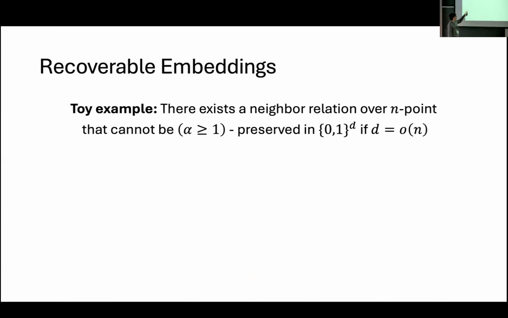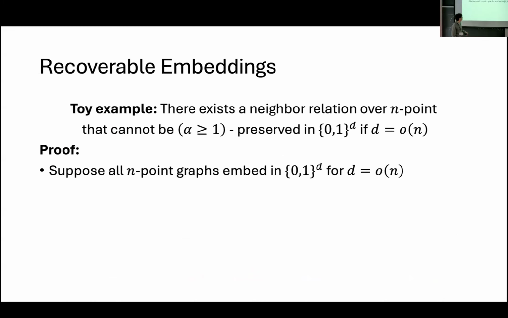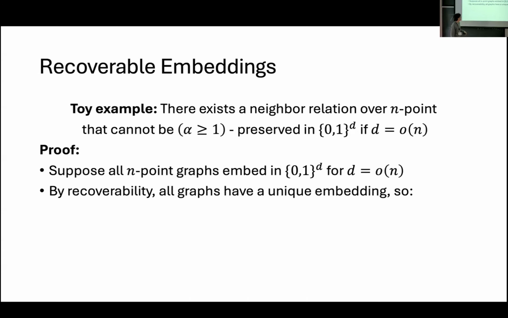Basically, I'm going to show that there exists at least one neighbor relation over n points, which cannot be alpha greater than 1 preserved, or recoverably preserved, in {0,1}^d, for d being little o of n. And so the proof goes like this. For a contradiction, suppose that we can actually embed all our graphs in {0,1}^d for d equal to little o of n. Then by recoverability, each graph must have a unique embedding, right? Each graph is unique. We can recover them from their embeddings, so their embeddings must be unique.